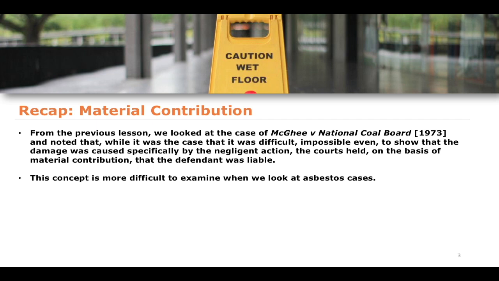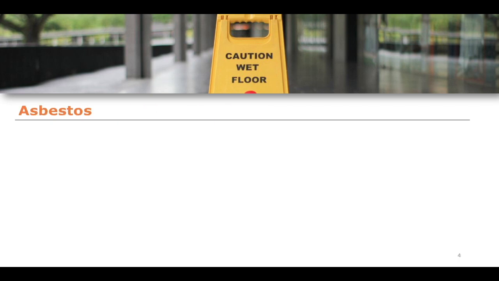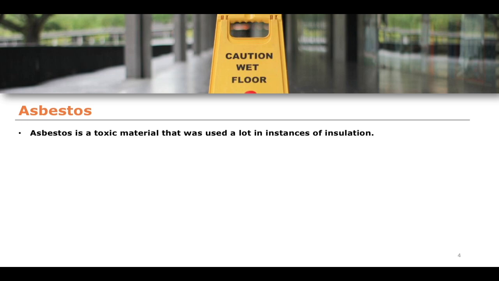Now, things get a little bit more complicated when we think about asbestos cases. The reason for this is because asbestos is firstly a toxic material that used to be used quite a lot in insulation. It is definitely no longer used in insulation, and in fact it is quite a serious issue if you find asbestos in your house.